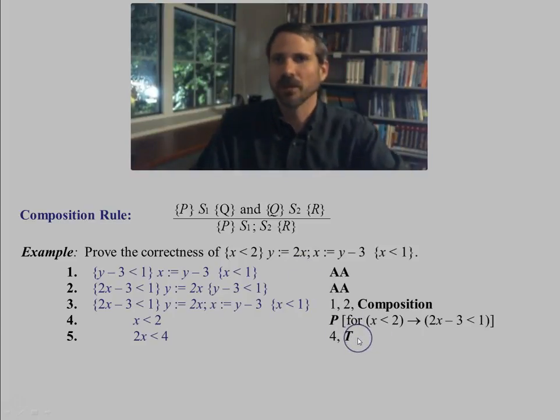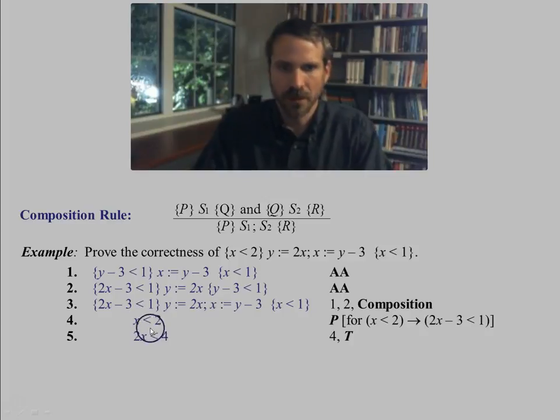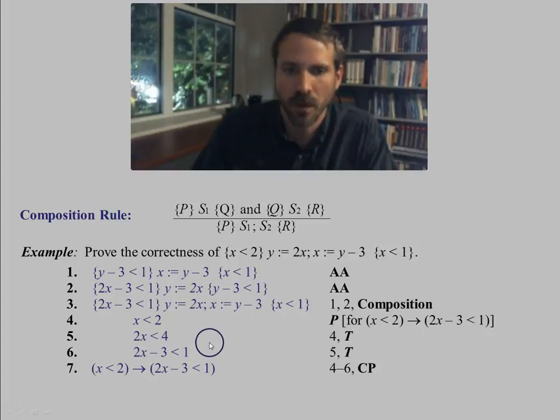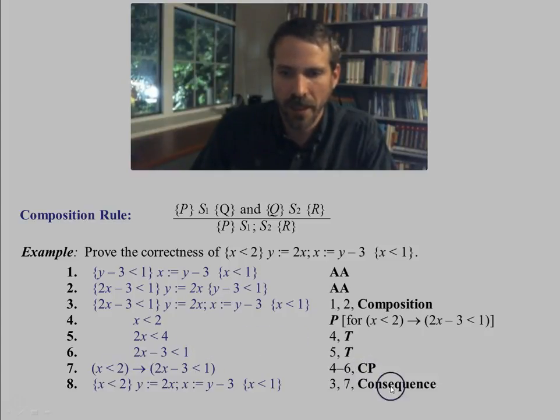So again, we're referencing some theorem of arithmetic that allows us to double both sides of an inequality. Then again, we can, what are we doing? Subtracting 3 from both sides of the inequality. We've done this before. We're fine with that. We pull out and we've got this. Now it's CP, and with the consequence rule again, we end up proving what we set out to prove.